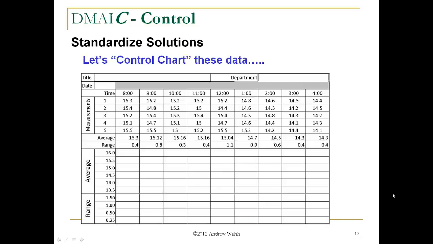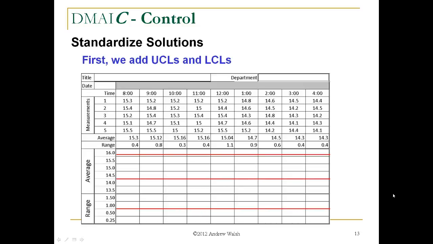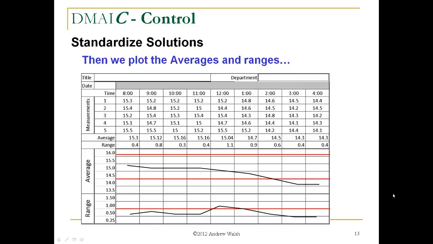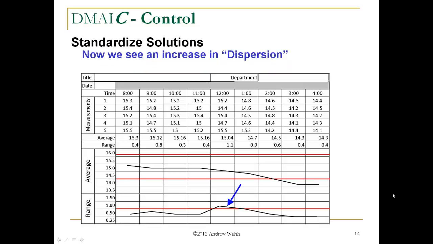Now let's control chart these data, and this is what a typical control chart will look like. We've added the average and range information below, and now we will add the upper control limits and lower control limits to both the average and the range data. Then we plot the averages and the ranges. Now we see an increase in dispersion that exceeds the upper control limit, so something did happen significantly. With a downward shift in the central tendency, which extended beyond the lower control limit, so something serious did happen there as well.